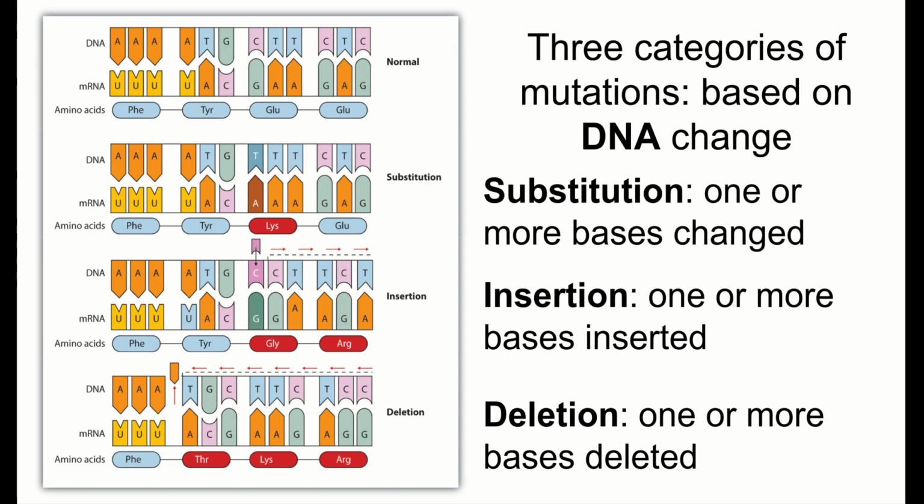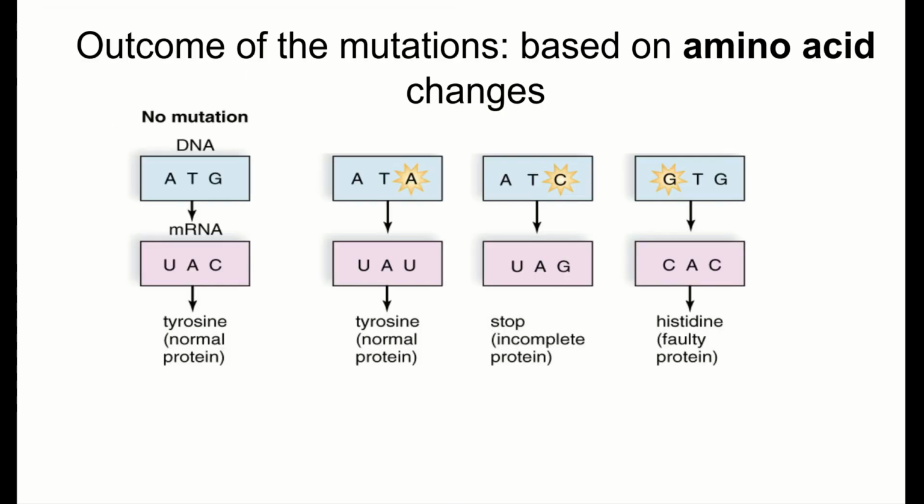Now let's talk about that. We divide up our categories of mutations based on different things. First, the change to the DNA. Did we substitute a letter? Did we insert some letters? Did we delete some letters? But then we also have to look at the outcome of the mutations, which is the change to the amino acids. And again, we've got 3 different categories here.